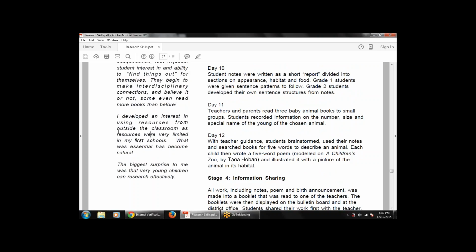What was essential has become natural. The biggest surprise to me was that very young children can research effectively. They can work very well and research effectively when they are supported by a well-defined structure.